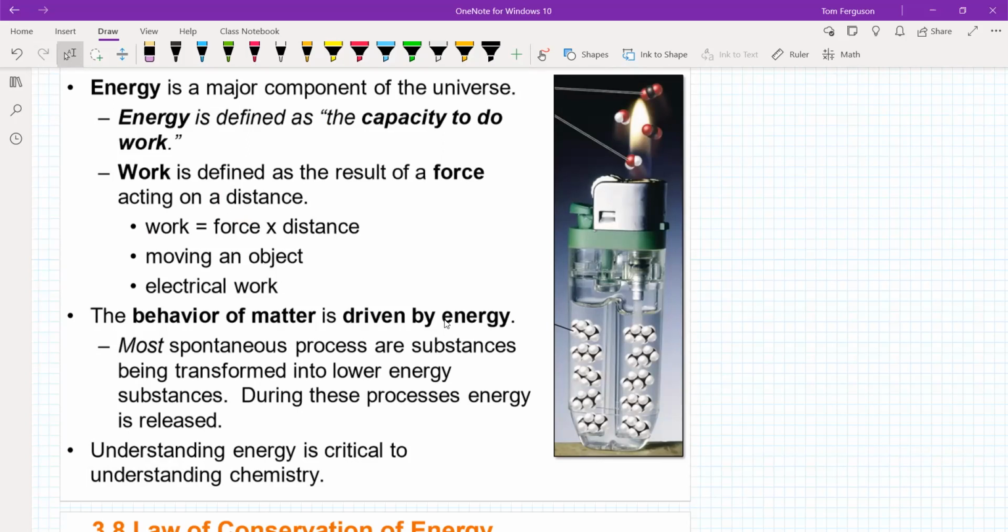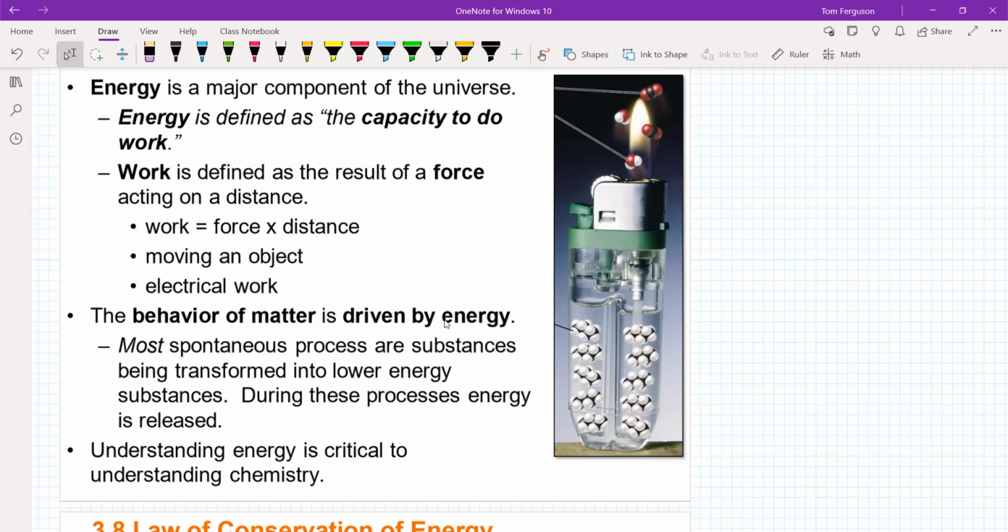Now it says behavior of matter is driven by energy. When I talk about stability, that's what I'm talking about. And the energy is potential energy. Potential energy is the energy that can be obtained if something's done in the right way.